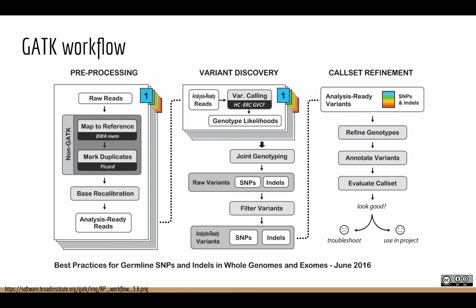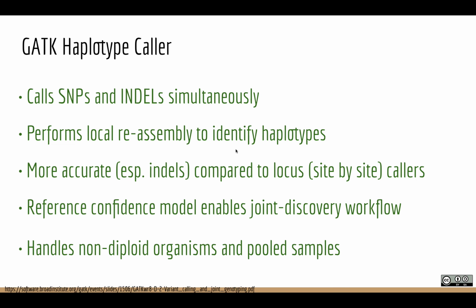The GATK HaplotypeCaller is what makes this GVCF file for each of us. It calls SNPs and indels simultaneously. It does the local reassembly that I talked about last time, especially for indels, where sometimes the sequence alignments are slightly variable. It will locally reassemble all those sequences so that you get a nice pileup of reads supporting the same thing. It works on diploid and non-diploid organisms. You can tune it that way, but typically it's used just for diploid individual samples.